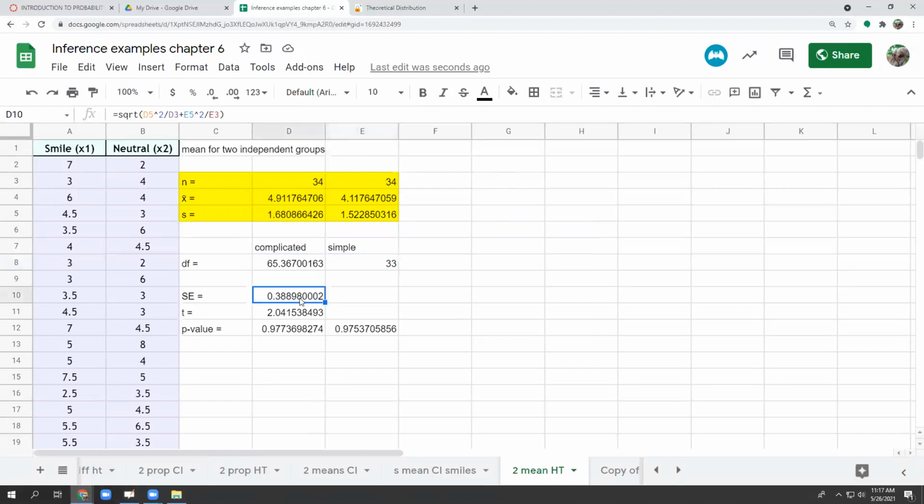Standard error, same standard error we calculated earlier. Inside of a square root, we square the first standard deviation, divide by the sample size, and then we add the square of the second standard deviation over the sample size. T. So the T, remember, let's go back to the notes.